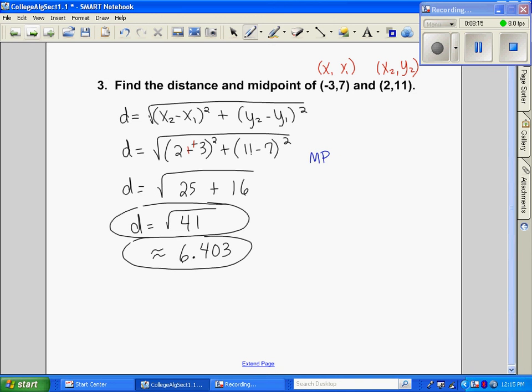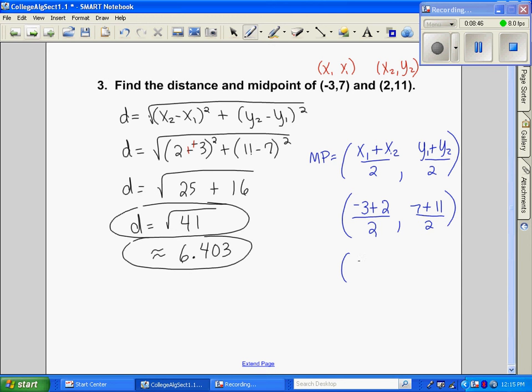Midpoint is given by the formula x1 plus x2 divided by 2, y1 plus y2 divided by 2. Okay, so we substitute those values in. x1 is -3, x2 is 2, and then we divide that by 2. y1 is 7, y2 is 11, and we divide that by 2. We're now simplifying. -3 plus 2 is -1. Leave it as a fraction. 7 plus 11 is 18 divided by 2.